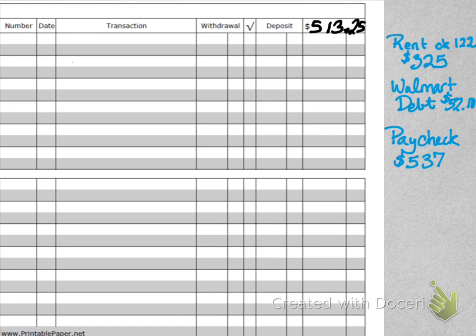So the first thing that we have to do is, on the 1st, this is for November 1st, we wrote a check to our apartment complex. The check number was 122, so that goes under the number column. We live at the Wildwood apartment complex, and so that's who I wrote the check to, and that goes in that first part of the line. The gray is a description of what it is, and this was rent for November.